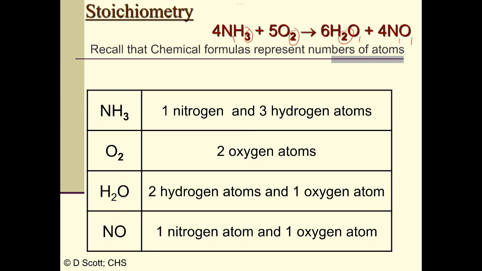For example, in ammonia or NH3, we have 1 nitrogen and 3 hydrogen atoms. For O2, we have 2 oxygen atoms. For water, 2 hydrogen atoms and 1 oxygen atom. And for nitrogen oxide, we have 1 nitrogen atom and 1 oxygen atom.